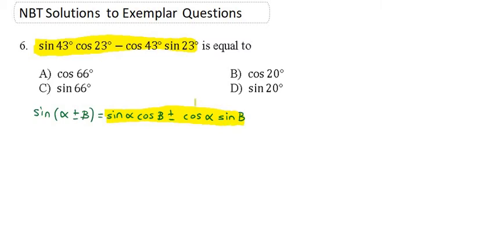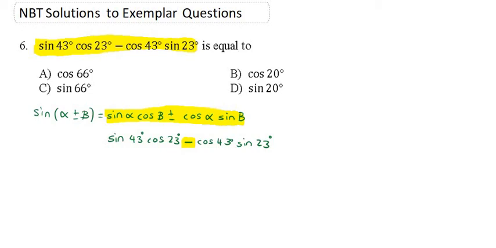So what are we trying to do? We're trying to get an answer from this compound angle identity. So let's just write down the actual question. Sine 43, cos 23, and here it's a minus cos 43 sine 23. Okay? It's a minus. Okay.